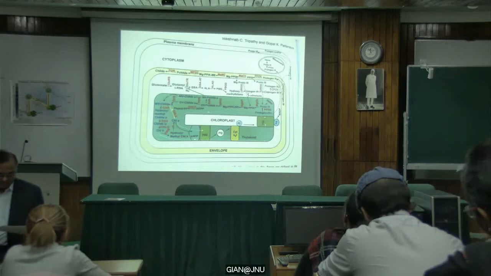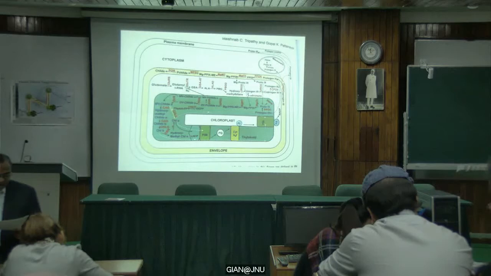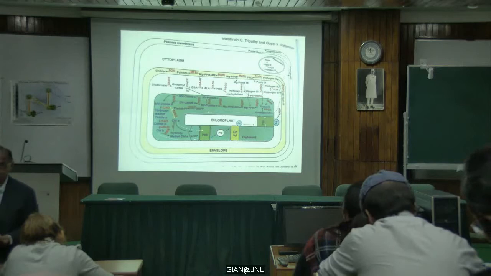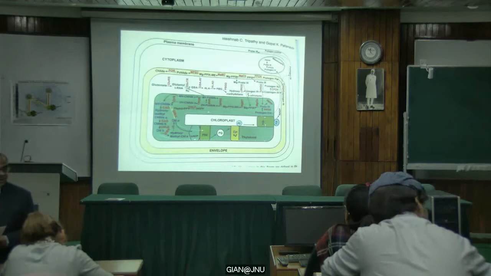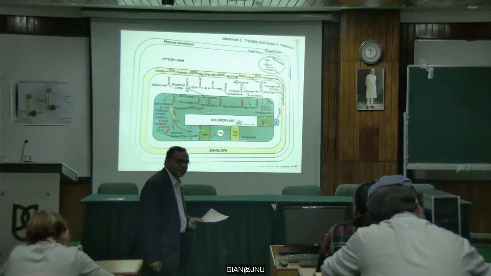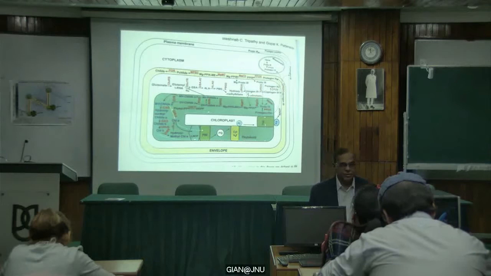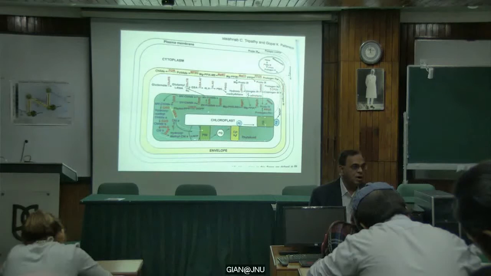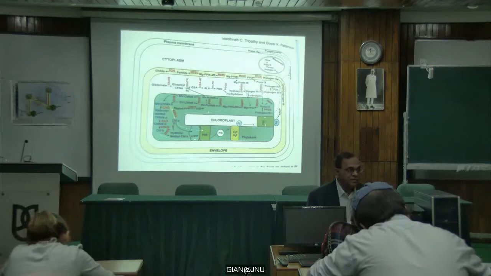So what happened here? Protoporphyrinogen oxidase removes 6 electrons from protoporphyrinogen 9 to form protoporphyrin 9. Okay, so you see the formation of 3 double bonds in the tetrapyrrole macrocycle.